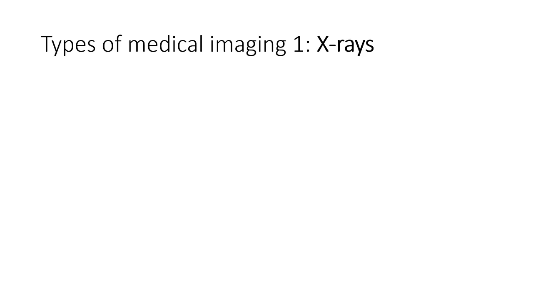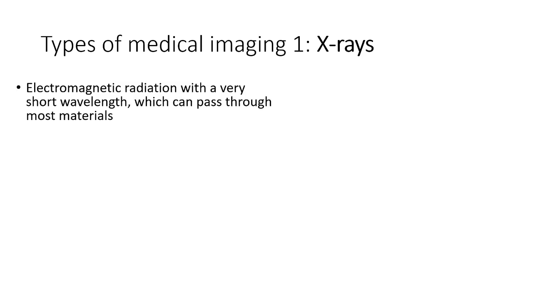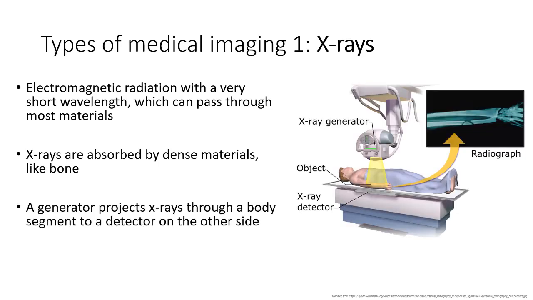We're going to discuss three basic types of medical imaging. There are some other types that are used that we won't cover. First is X-rays. X-rays are a form of electromagnetic radiation with a very short wavelength. They can pass through most matter. You can think of them like a high-powered form of light. That's basically what X-rays are. Although X-rays pass through most materials, they're absorbed by denser materials like bone.